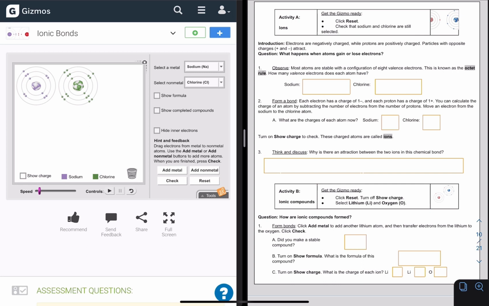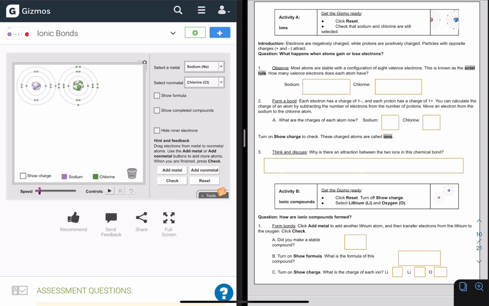So we're going to click reset, and sodium and chlorine are still selected. So the intro for this: electrons are negatively charged, while protons are positively charged. Particles with opposite charges, so positives and negatives, attract. What happens when atoms gain or lose electrons? We talked about this before, what happens to the charge. So you're going to write down in that space your answer.